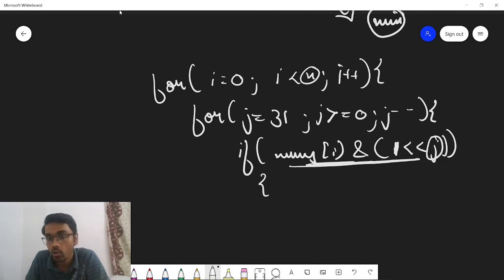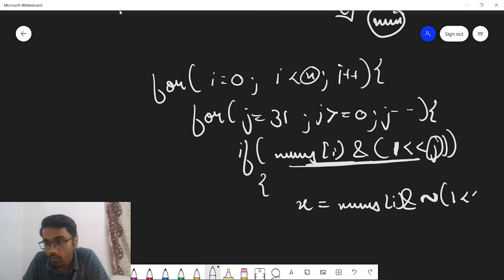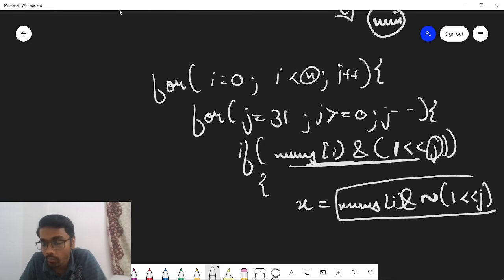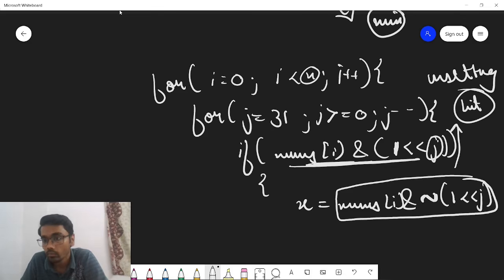After unsetting it, we will get the value of x. So x will be nothing but nums of i and this tilde sign 1 and then this. So this is nothing but we are unsetting the bit. So if we unset the bit, that means we get the value of x.